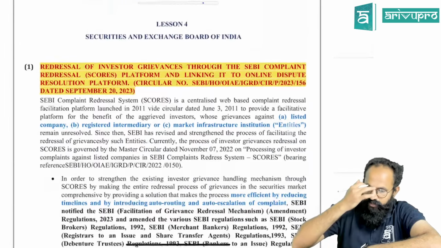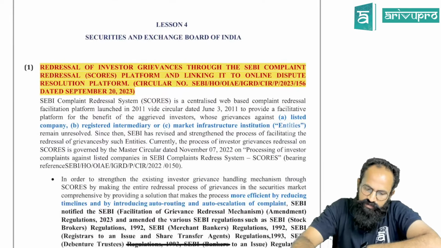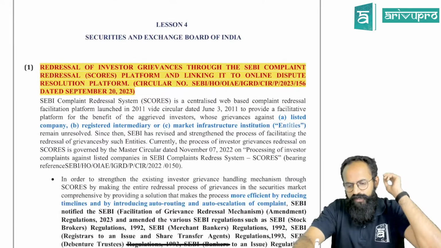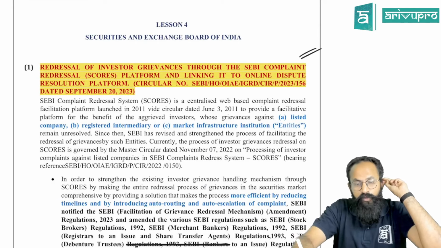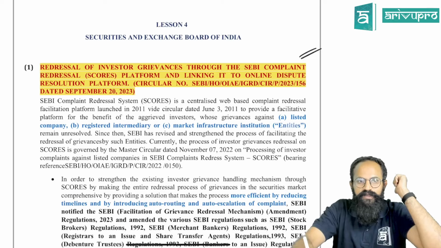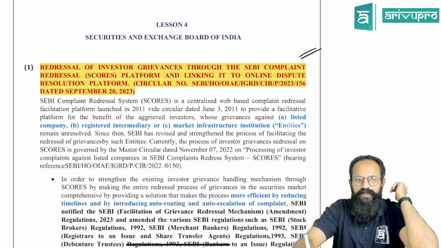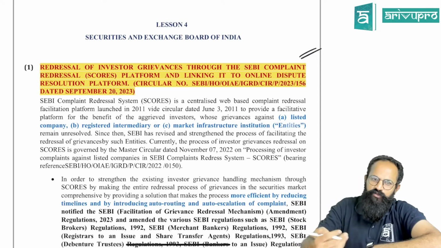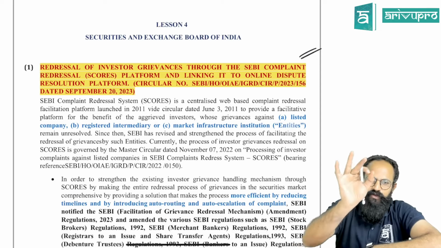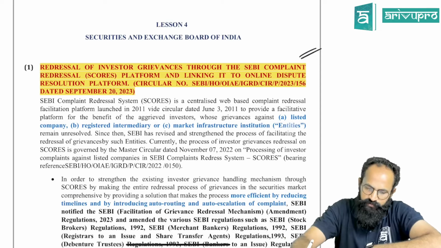Okay. Next one. In the Securities and Exchange Board of India, the SEBI chapter, if you remember SCORES, now here there has been an amendment. And this is quite important as well. So I'll quickly run you through how the amendment takes place also. So try to concentrate, very important from the exam point of view.